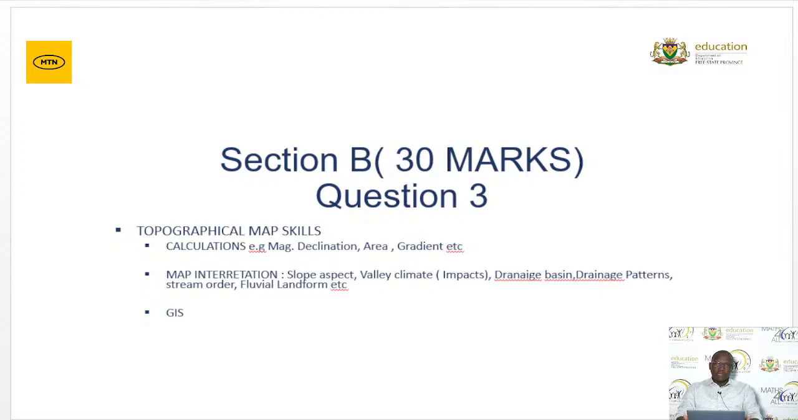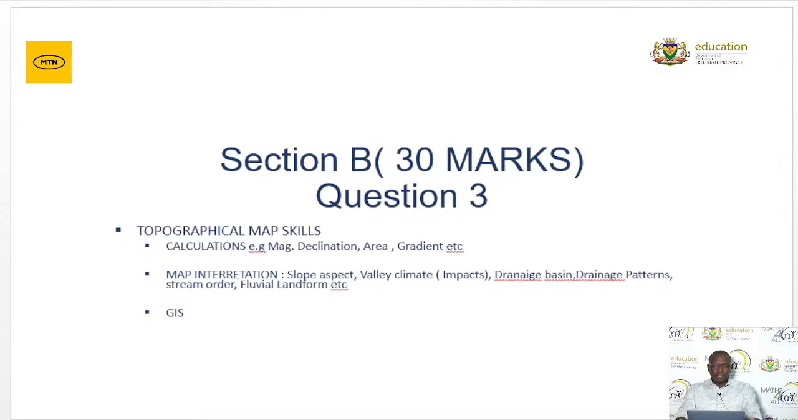Map interpretation is based on the content of that particular paper. If we are doing climate and weather and geomorphology, it is based on climate and weather and geomorphology only. So it's only 12 marks. If you already studied slope aspect, for example, in your preparation for this paper, then you are covered when they ask this question in the map interpretation. It's the same content.